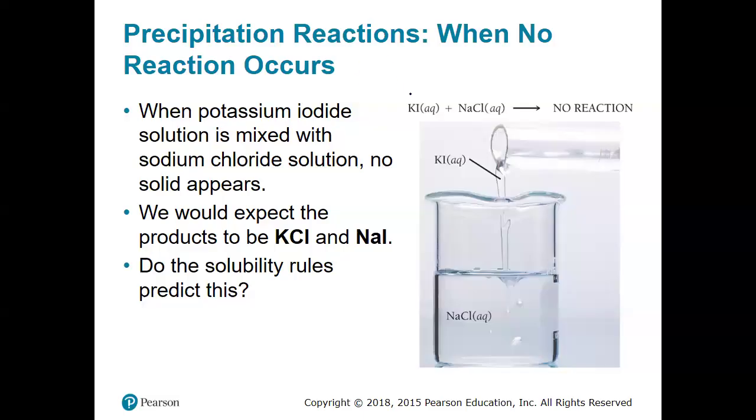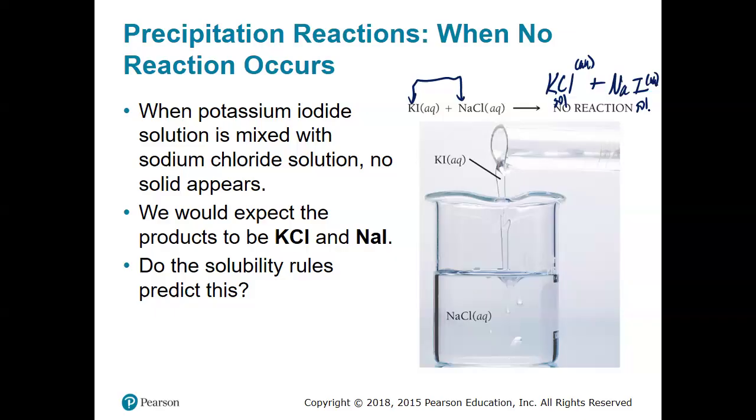If I do my double displacement and switch places, I end up getting KCl, potassium chloride, and sodium iodide. Based on the solubility rules, right away I would look at this and say, well, hold on, potassium chloride: potassium compounds are always soluble. So this is soluble, which means that this is aqueous. Sodium compounds are also always soluble. Soluble, so this is aqueous.